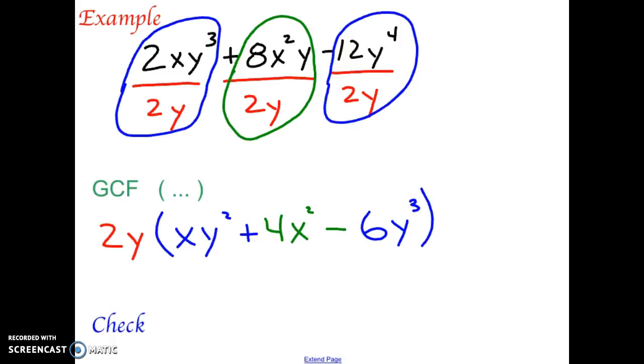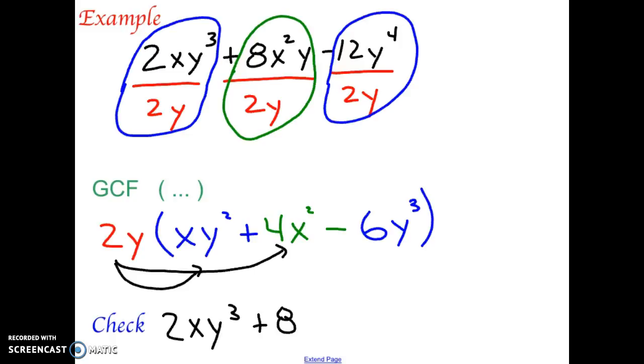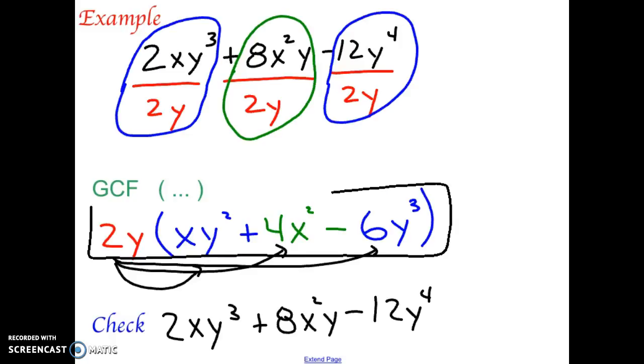Now we want to check our answers. So we should be getting a 2, an x, and a y cubed. Check. We should have an 8, an x squared, and a y. That checks. And then we should have a 12 and a y to the fourth. That also checks with the original. So we factored it correctly.